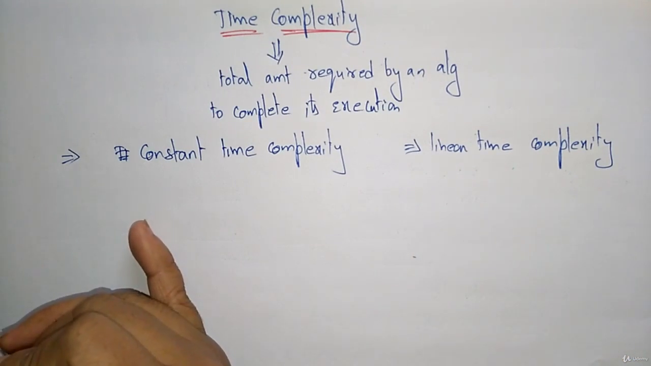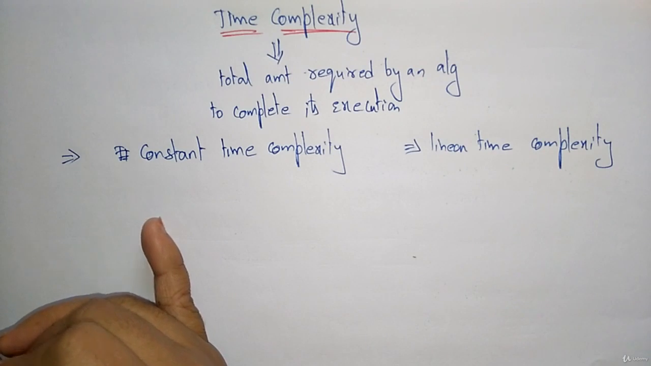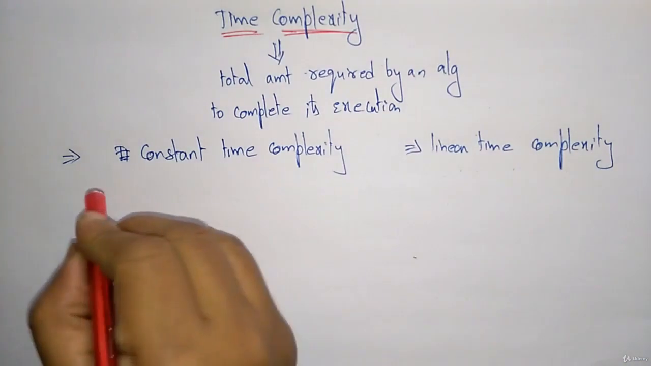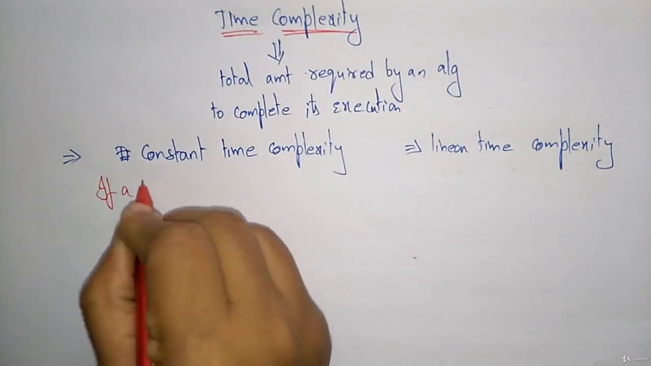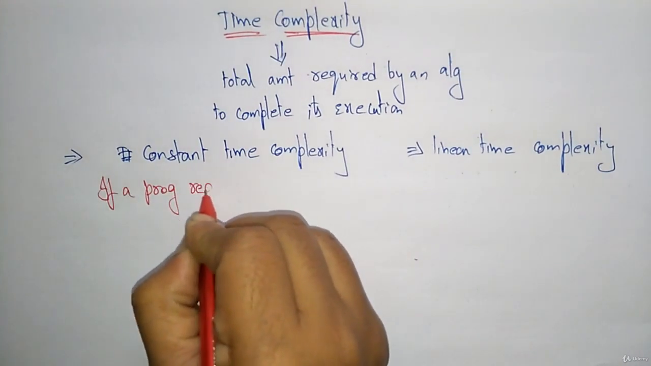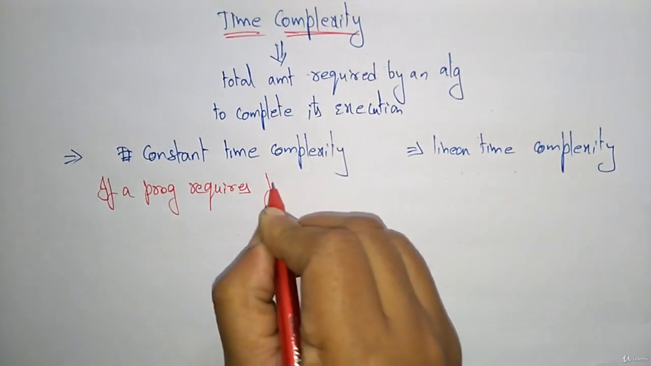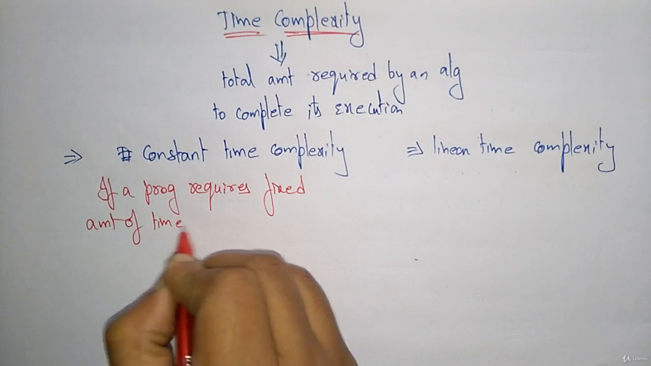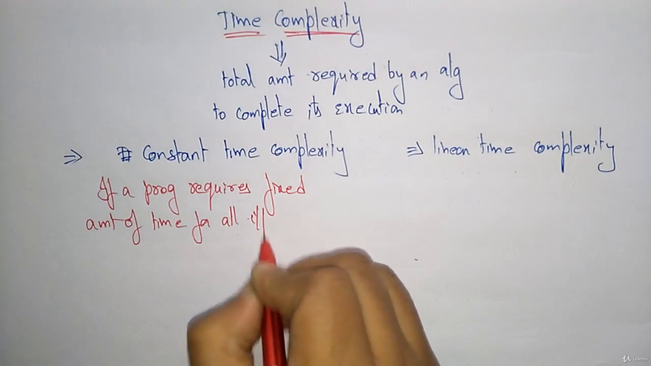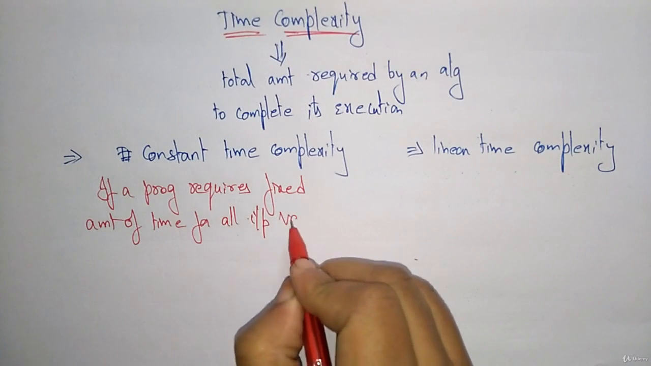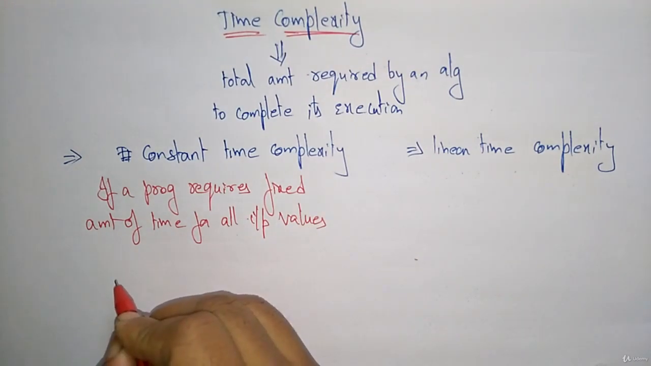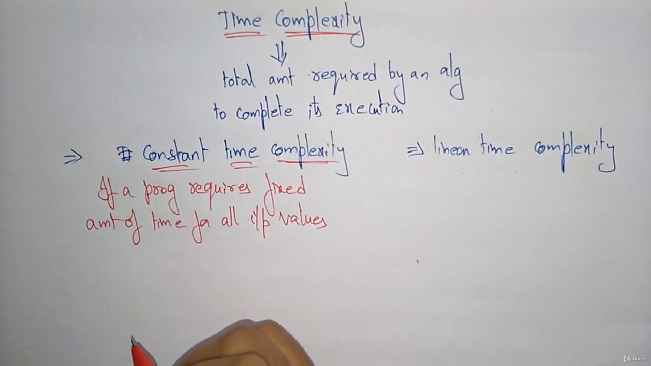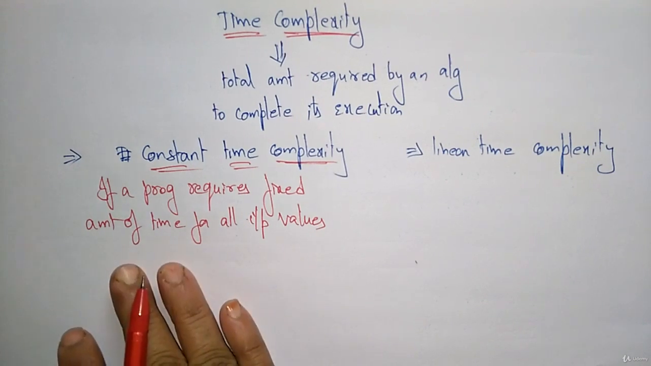So when you say it is a constant time complexity, if a program requires a fixed amount of time for all inputs, so whatever the inputs that you are using, for all the input values, then you can say it is a constant time complexity. If a program requires a fixed amount of time for all input values, then it should be a constant time complexity.